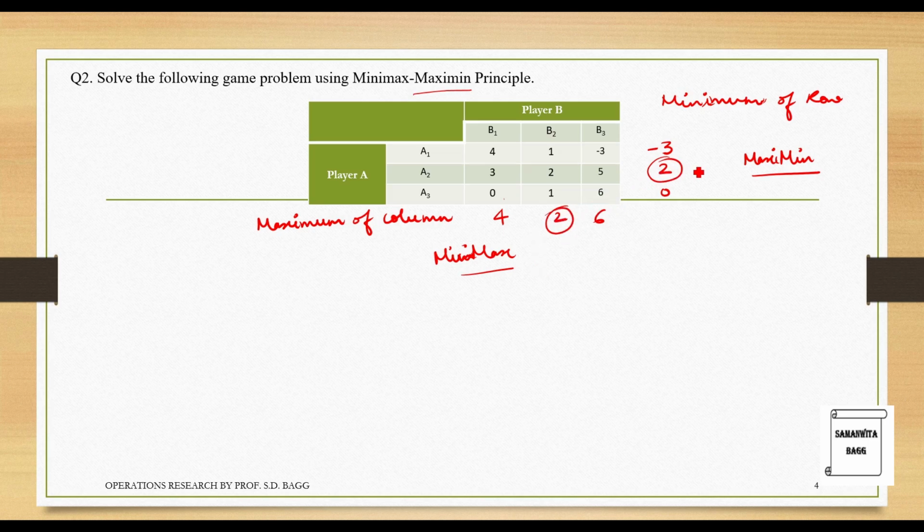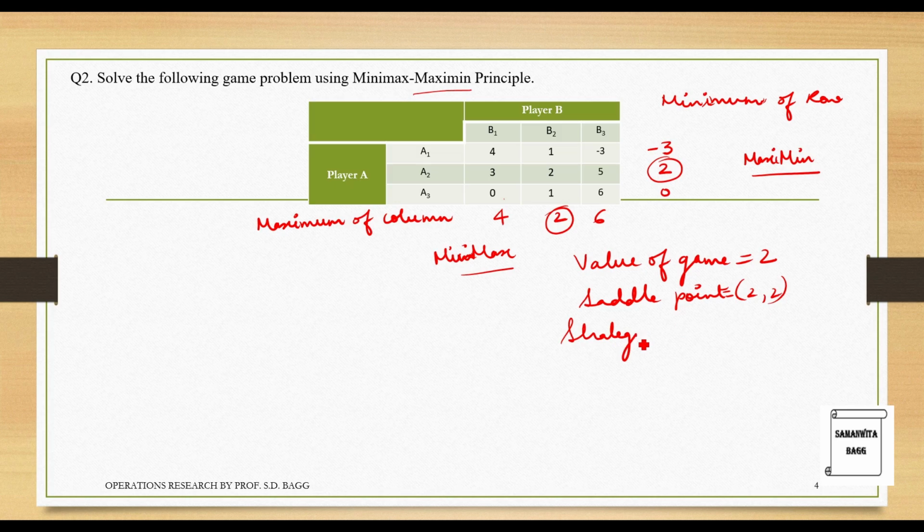Now you can observe both these values are equal. So I'll write down the value of game is 2. Saddle point is 2 comma 2, and strategies: A will take up strategy A2, B will take up B2. You can see here B2 and A has taken A2. So that's a very simple problem. It could be a 5 marks problem asked in the exam.